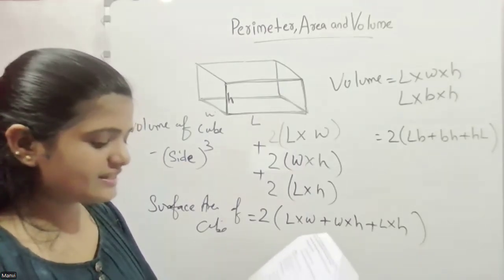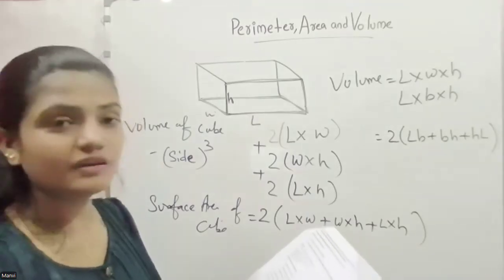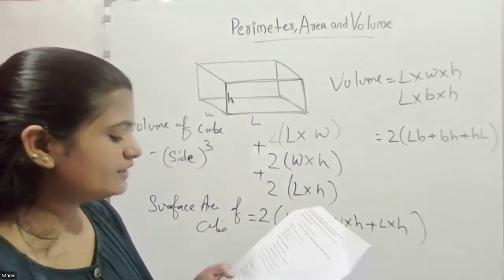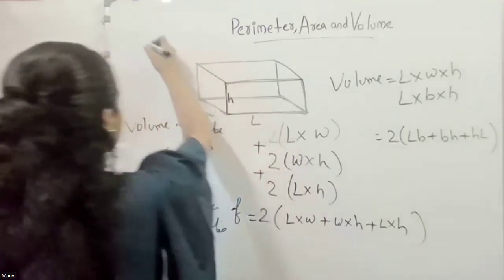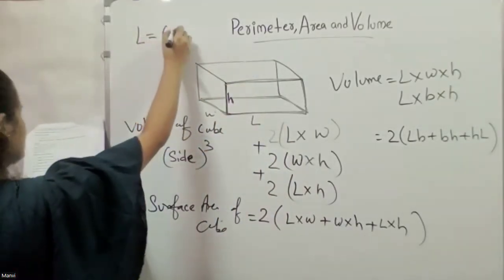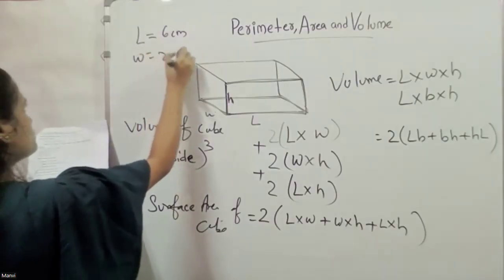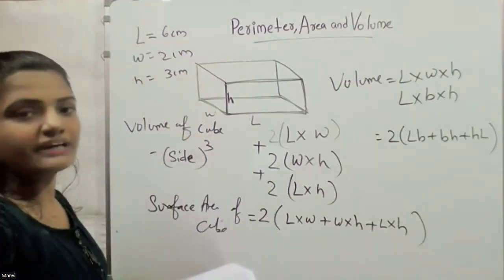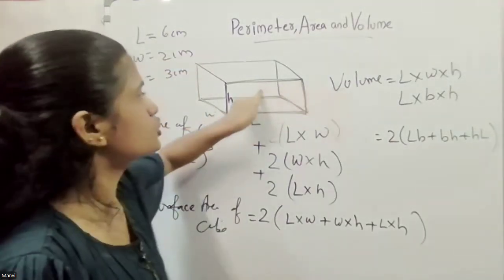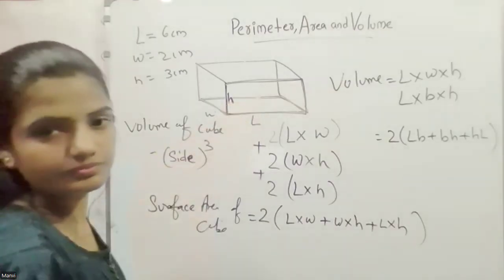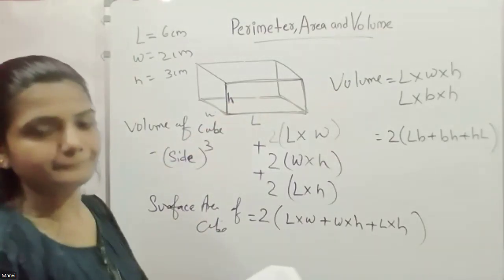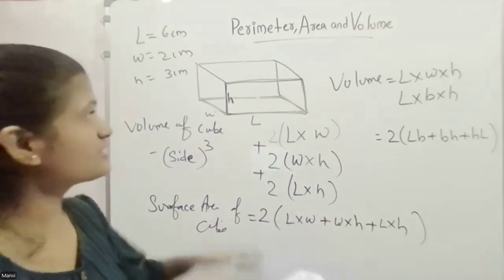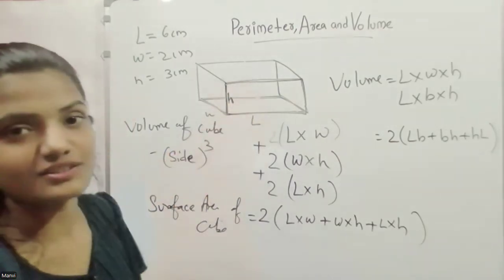So please try question number 8, given on page number 5 of your sheet. You need to find out the volume of the cuboid whose length equals 6 centimeter, width equals 2 centimeter, and height equals 3 centimeter. Find the volume of this cube. Not cube, this is a cuboid. Sorry, all sides are different. So how will this be a cube?